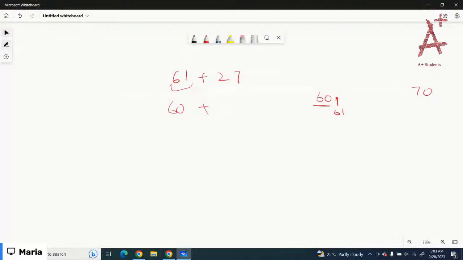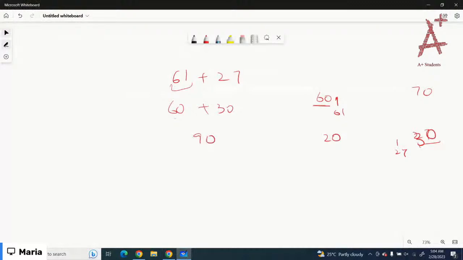Then you have 27. 27 is between 20 and 30. So which 10 can you round off 27 to? It would be rounded off to 30, because 27 is near to 30. That is an easier way to round off the number. 60 plus 30 is 90.